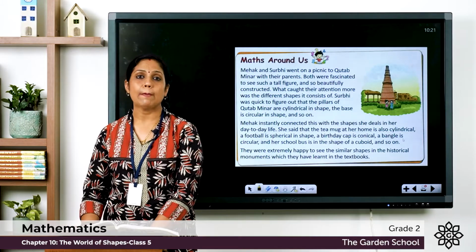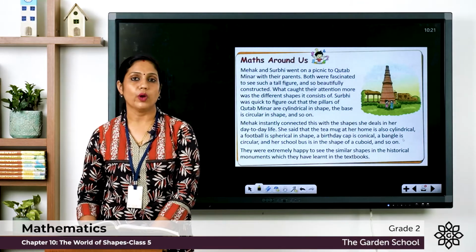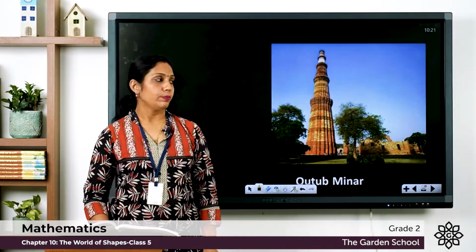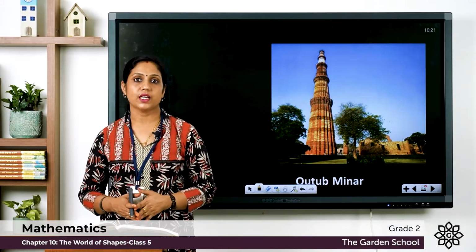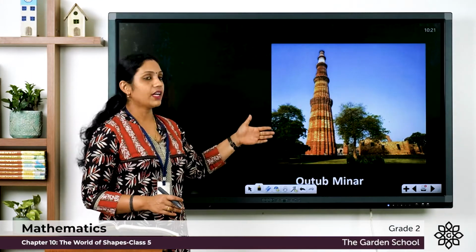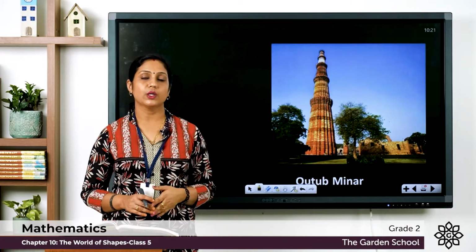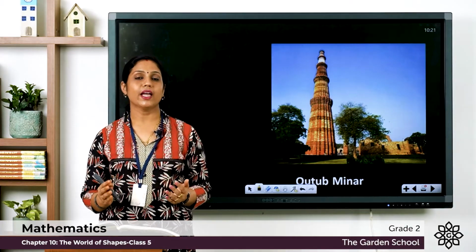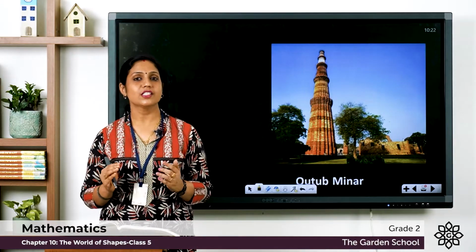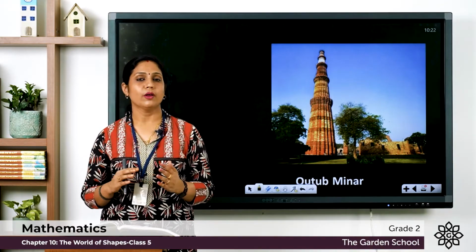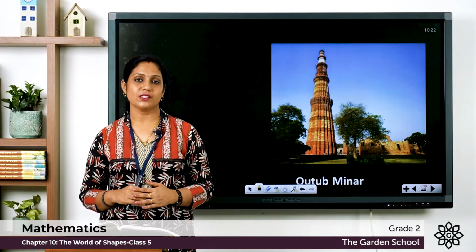So it's all about Mehak and Surbhi. They once went to visit Qutub Minar. So this is Qutub Minar and they found out what all shapes are there. You can see it is cylindrical in shape and the base is circular in shape. Similarly, Mehak and Surbhi tried to find out the different shapes in their surroundings. Similarly, you can also find out objects, what shape it is made of.